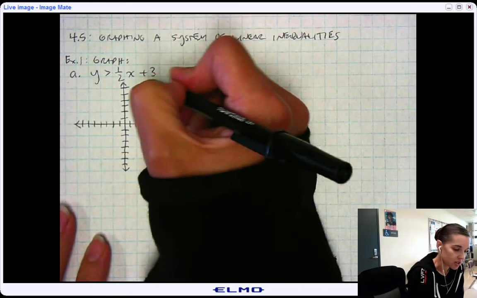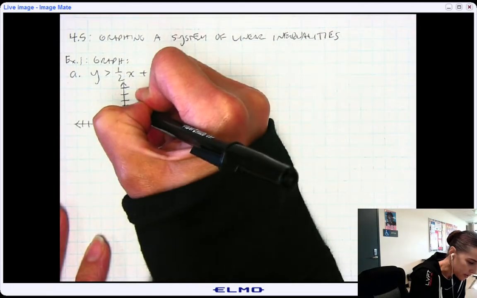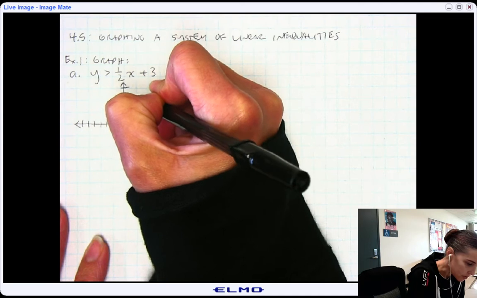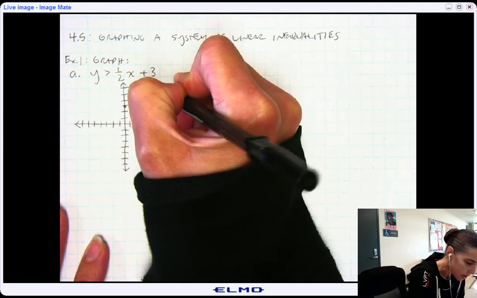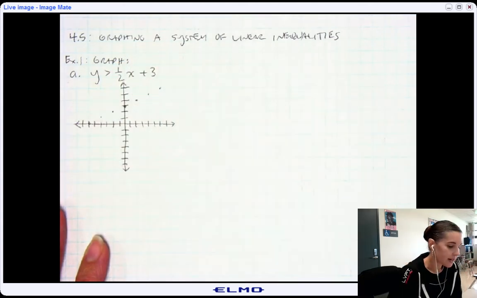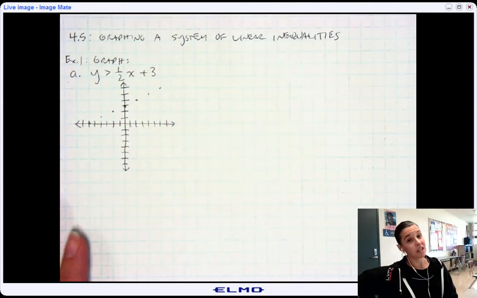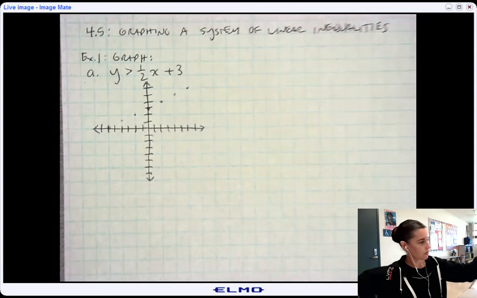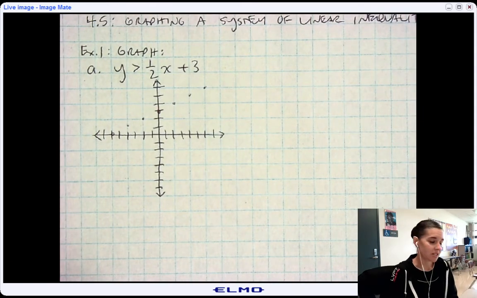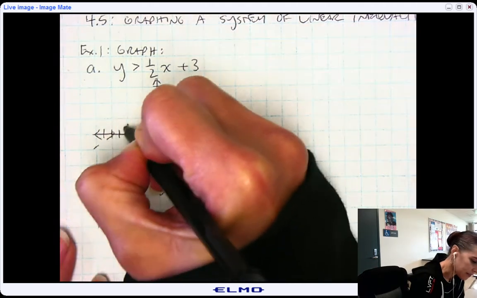So this one tells me to start at 3. So I go to 3, and I got a slope of 1/2. So I'm going to go up 1 over 2, up 1 over 2. I'm also going to go down and left, down and left, down and left. Now, since it says greater than, it doesn't say equal to. Let me zoom in a little bit. There we go. Now it says y is greater than, so that means I have a dashed line. So I'm going to dash that line.